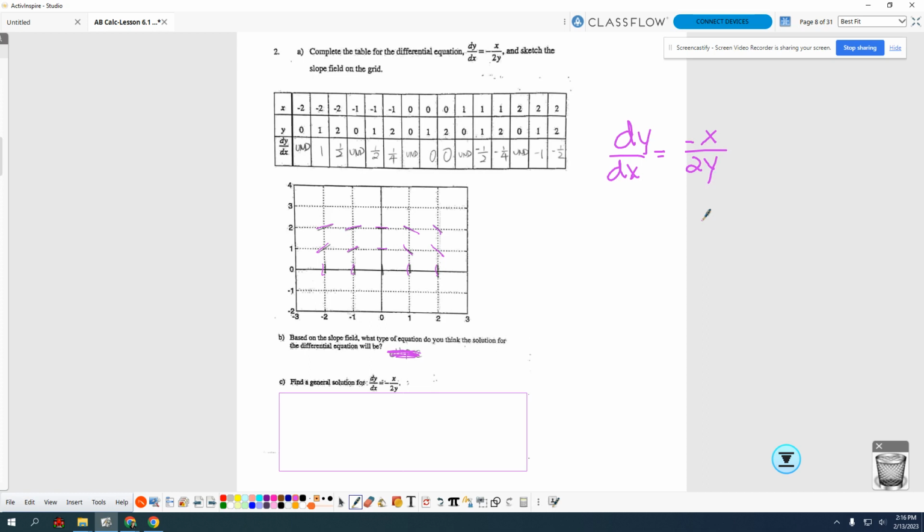Jacob, I want to separate the variables. I want y's with y's, x's with x's. What do I need to do to this? Cross multiply. Okay, cross multiply. Do I take the 2 and move it over here? Because the 2 isn't an x, it isn't a y. You can leave it where it is or you can move it. What's your choice? I choose to move it.